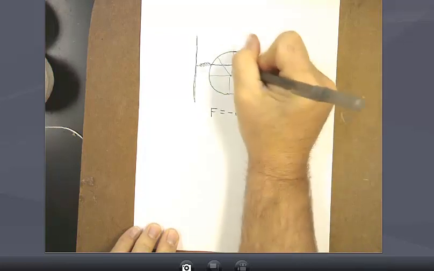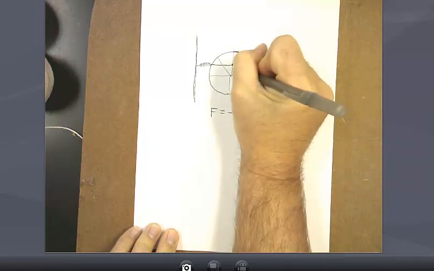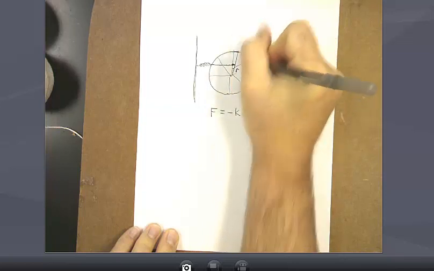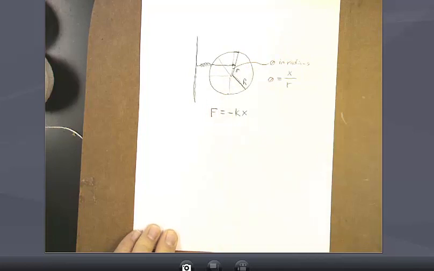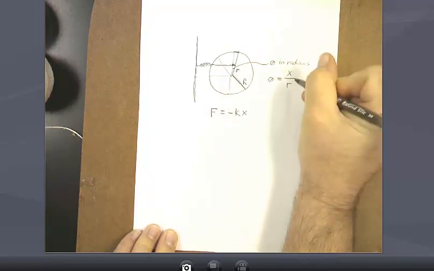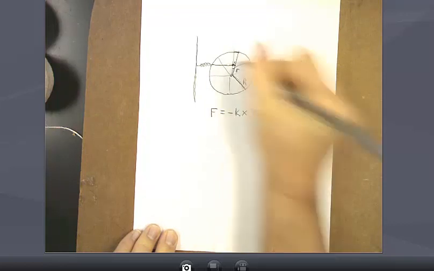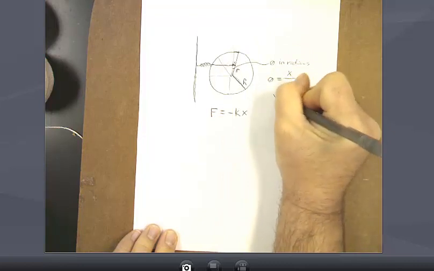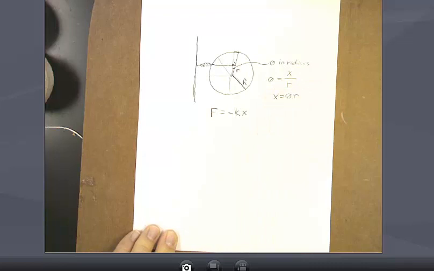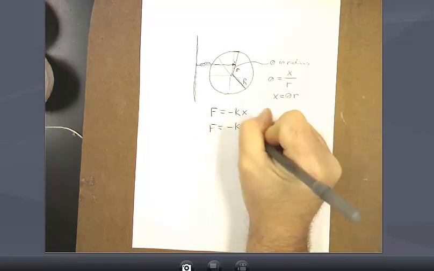In the problem, they specify that the distance from the spring to the center is little r, and the full radius of the wheel is big R. So little r here, this little distance, is x, the distance we're pulling the spring. So instead of saying x, we could say theta times little r. Now that means the force is equal to negative k theta r.